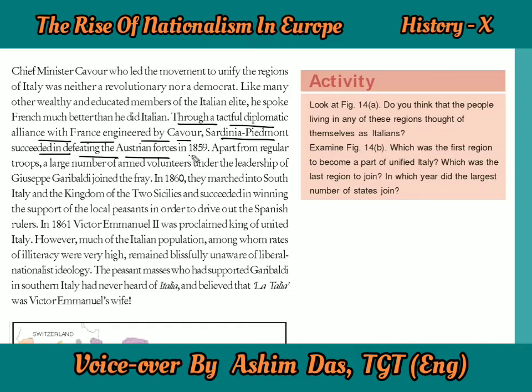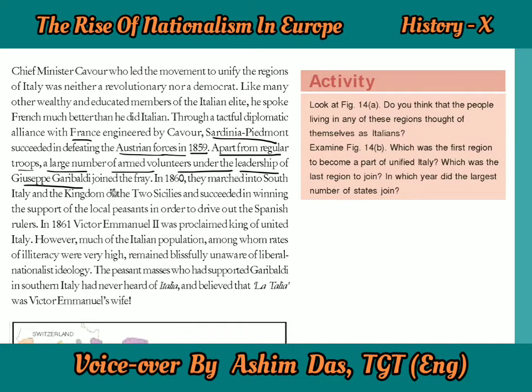So through a very tactful and clever diplomatic alliance, a partnership with France, mainly designed by Cavour, the kingdom of Sardinia Piedmont succeeded in defeating the Austrian forces in 1859. Cavour took the help of the French, and Sardinia Piedmont got their support, and they attacked the Austrian forces and finally defeated them in 1859.